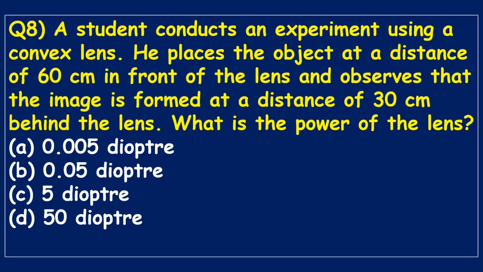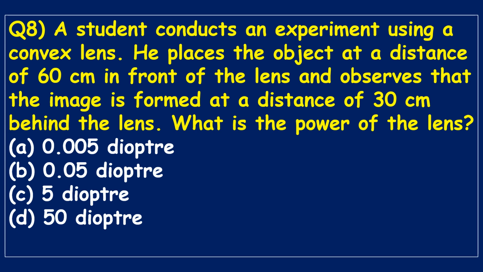Now we have to find out the power of the lens. To find the power of the lens, we need the help of the focal length. So by using these two clues, we first have to calculate the focal length of that lens, then convert the focal length into power.